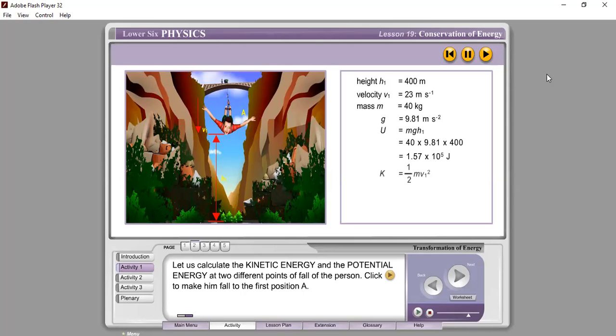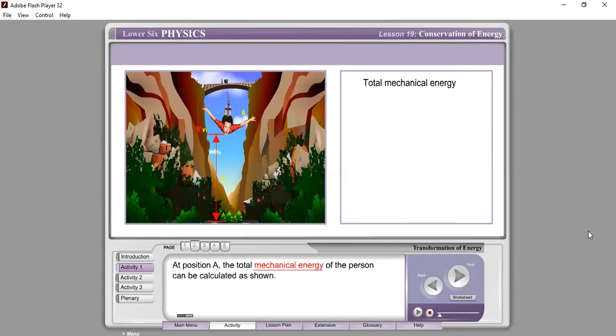K equals half mv1 squared, which equals half times 40 times 23 squared, which equals 1.06 times 10 to the power 4 joule. So this means at the position A, the potential energy is 1.57 times 10 to the power 5 joule, and the kinetic energy at that moment is 1.06 times 10 to the power 4 joule. At position A, the total mechanical energy of the person can be calculated as shown.